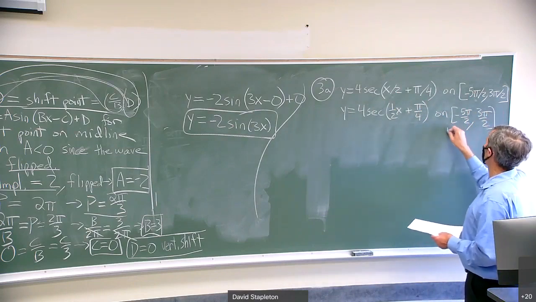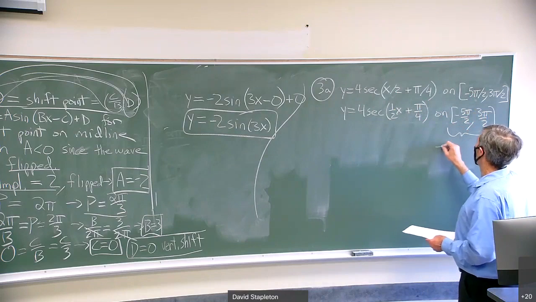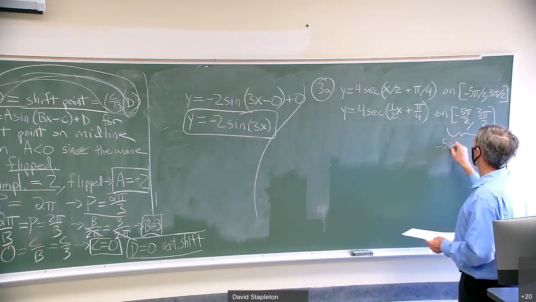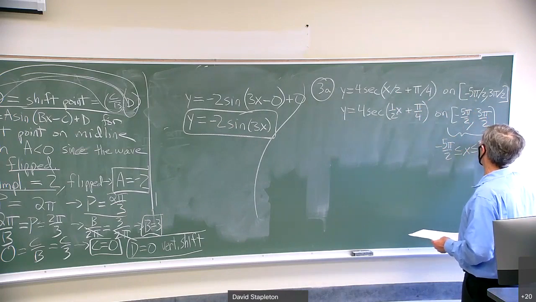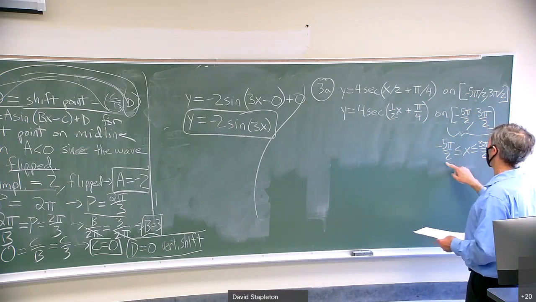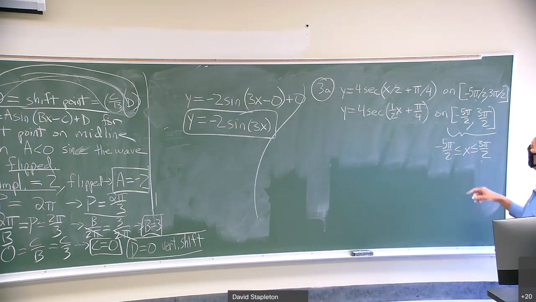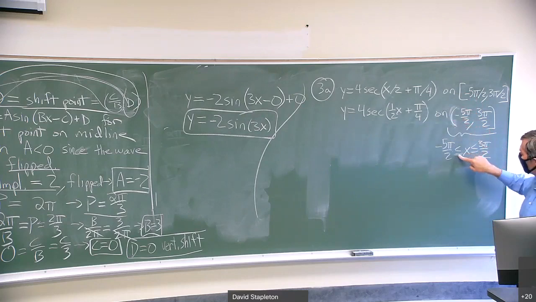And then this interval notation means the left endpoint is less than or equal to x, less than or equal to the right endpoint. So this is the interval I'm going to plot on. And by the way, if I put a round bracket here, what does that mean? It doesn't include the endpoint. Then you put strictly less than, right? So this one includes the endpoint.